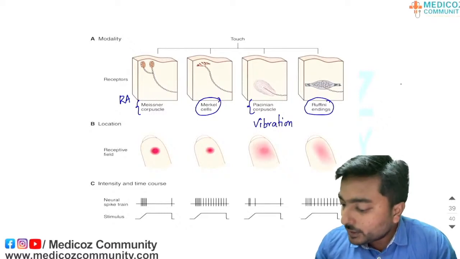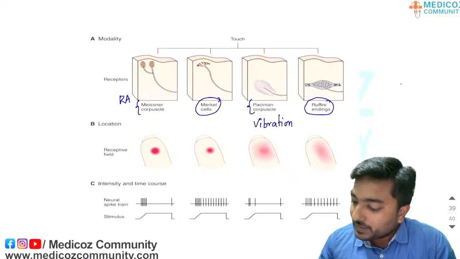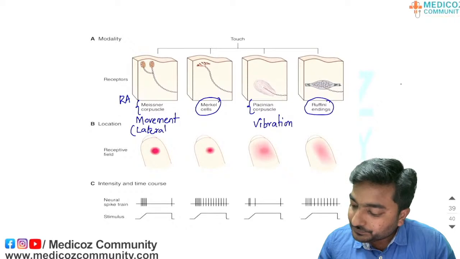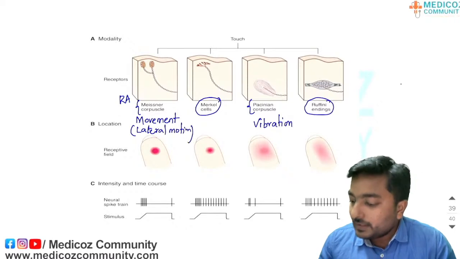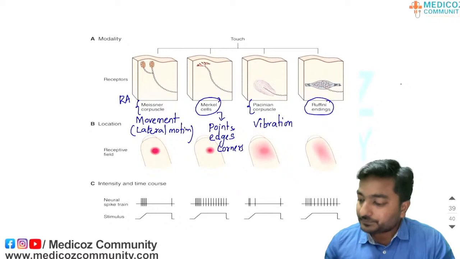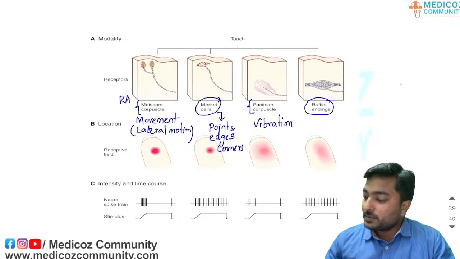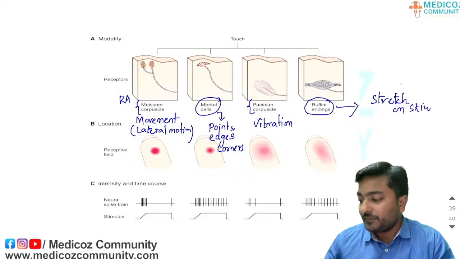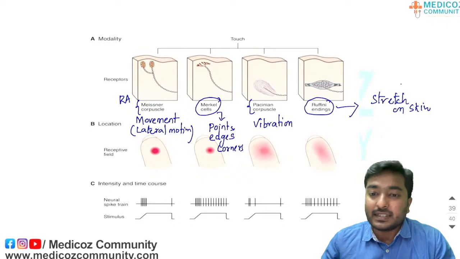In order to stimulate Meissner corpuscles, the best stimulus is lateral movement, or lateral motion. The best stimulus for Merkel cells is points, edges and corners. And the best stimulus to stimulate the Ruffini endings is stretch on the skin. These are the best stimuli for these receptors.